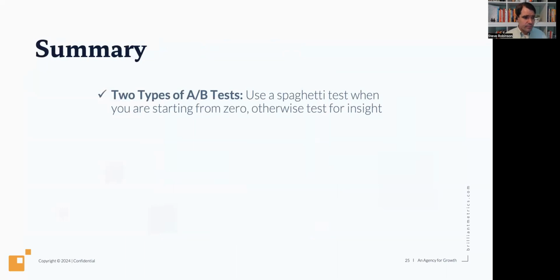In summary, there are two types of A/B tests. Spaghetti tests: if you're starting from zero or really low numbers and you want to do your best to get a conclusive test to get those numbers up, start with a spaghetti test. Otherwise, test for insight. Have a hypothesis, change one thing and one thing only, and learn something from your A/B tests that you can apply in other marketing.